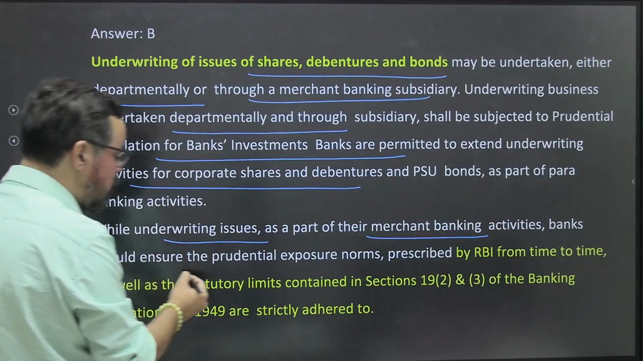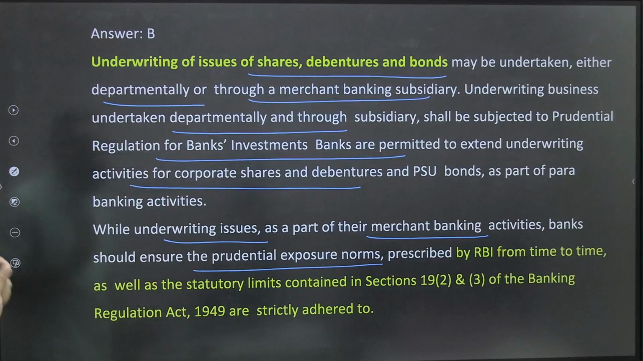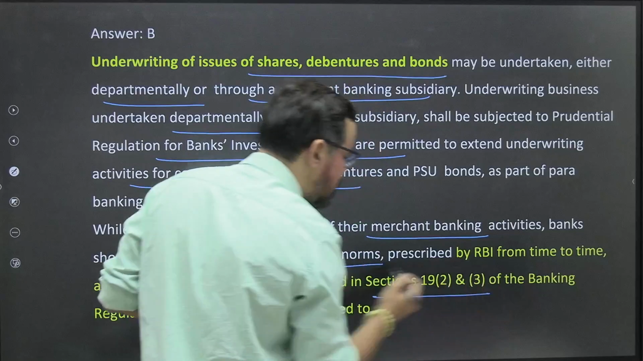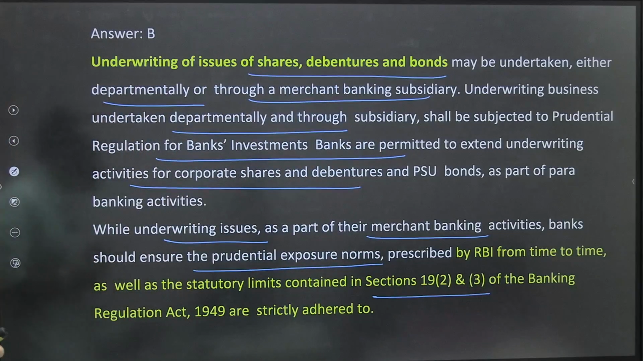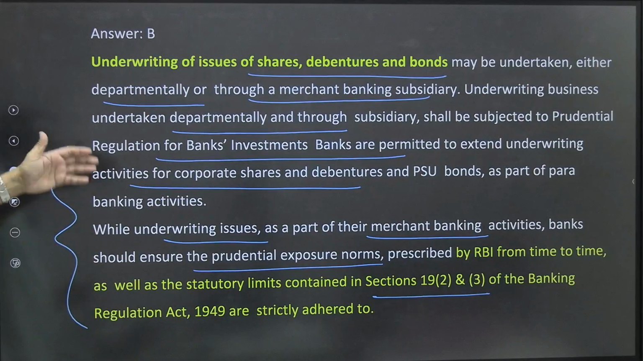बैंक शुड नॉट एंश्योर द प्रूडेंशियल एक्सपोजर नॉर्म्स, ठीक है, prescribed by RBI from time to time, as well as statutory limit contained under section 19 subsection 2 and subsection 3 of BR Act 1949 are strictly adhered to. Yeah, so these are the guidelines which as a para banking or as a merchant banking you have to follow them.